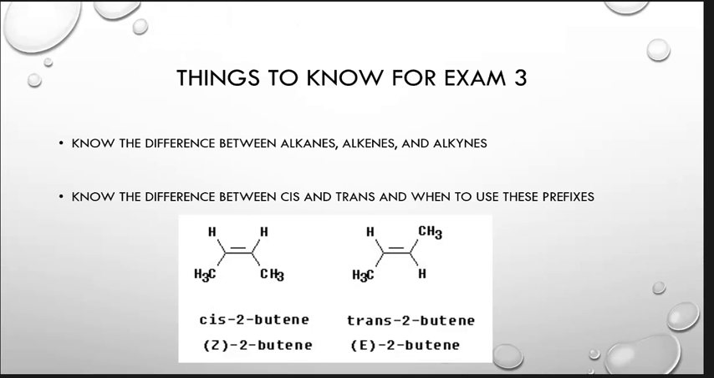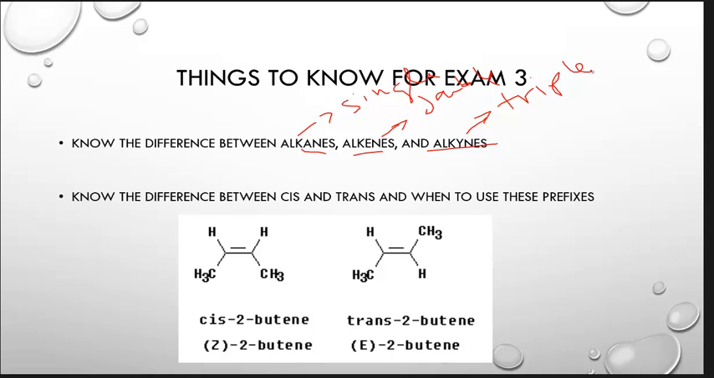First of all, you need to know the difference between alkenes, alkanes, and alkynes. Alkanes are single bonds, where alkenes are double, and alkynes are triple.